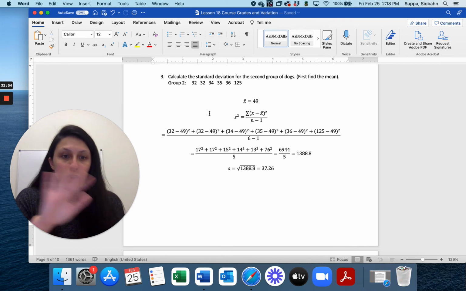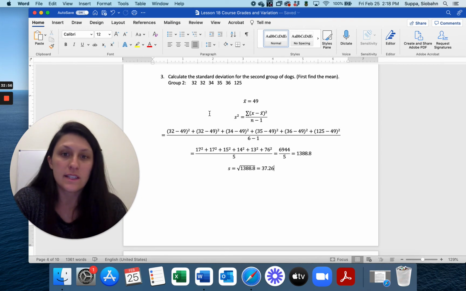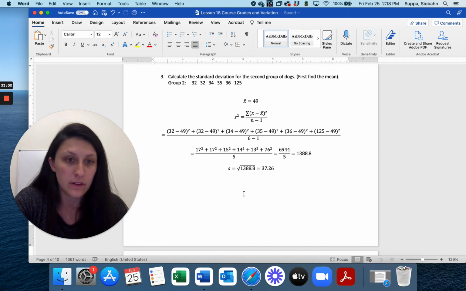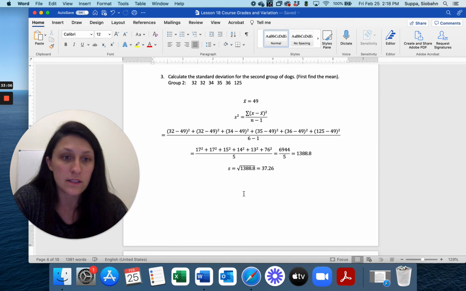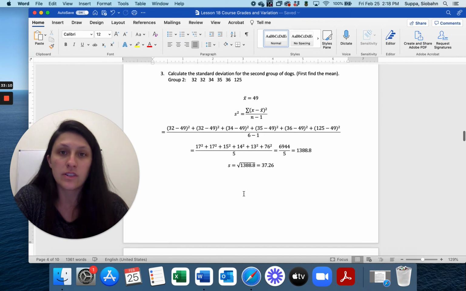Okay, so this is a long, complicated formula. It takes some time to get used to doing it, so extra practice will be helpful here. And you can always look up other videos that might explain this in a different way that might make more sense to you. But that's how I've come to understand standard deviation. It's the average distance each point is from the mean.